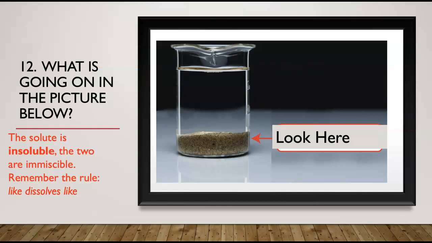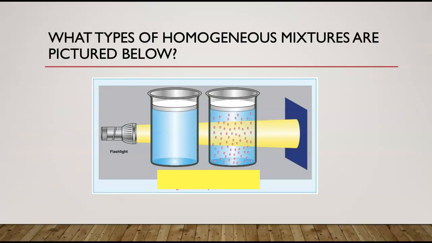All right. Obviously, our solute is insoluble. The solvent and solute are not mixable. We'd call that immiscible. Remember the rule for solutions that like dissolves like. And number 13. So if these were 2 homogeneous mixtures, you can still see the particles in the second one. Those particles are so large that they are disrupting the light going through. That is a colloid. Remember that other homogeneous mixture. Milk, for example, is a colloid.